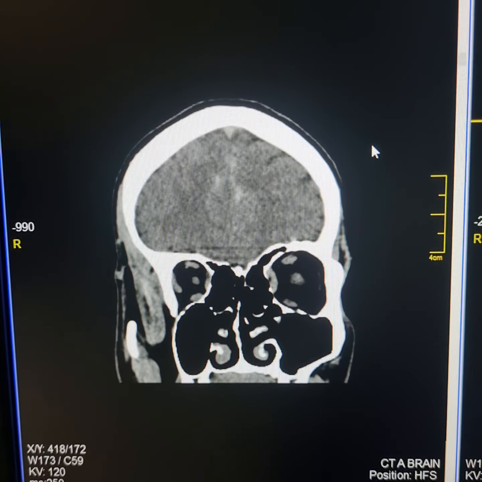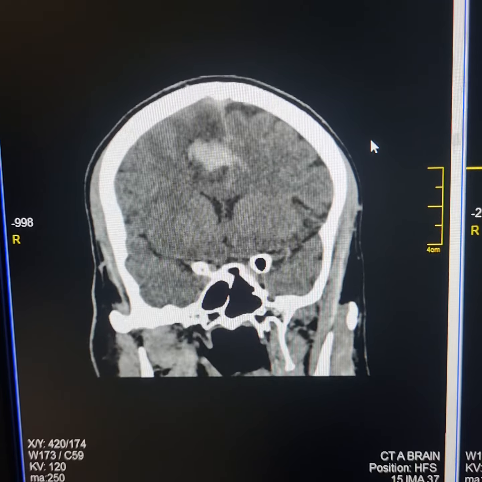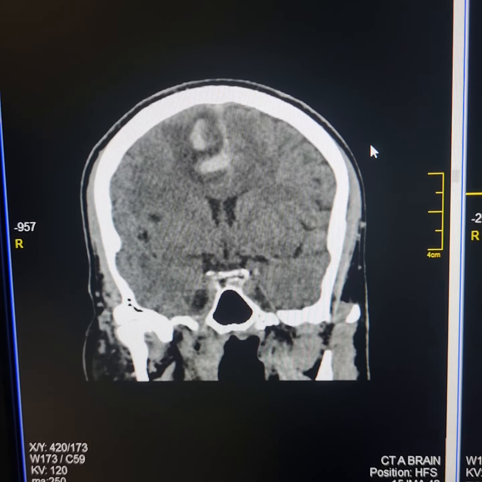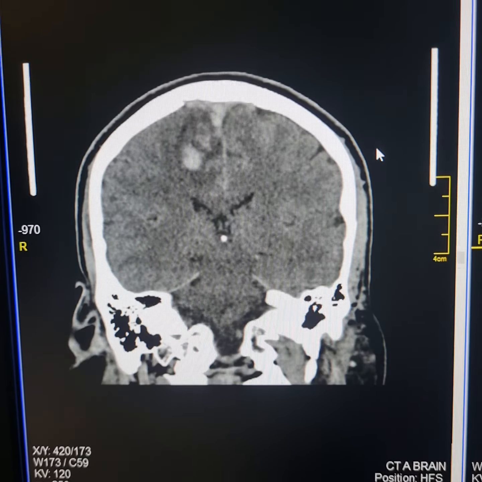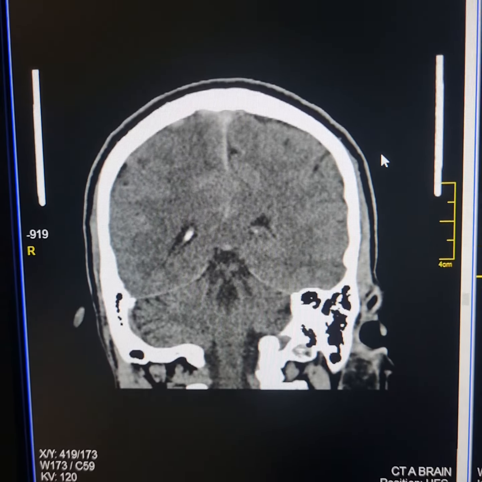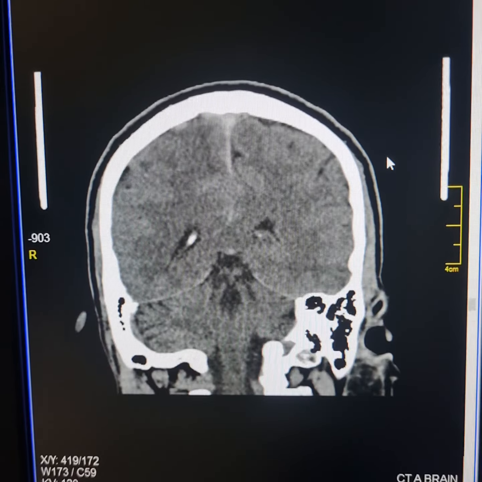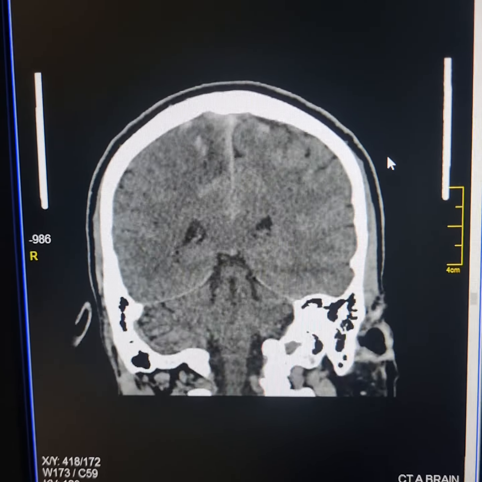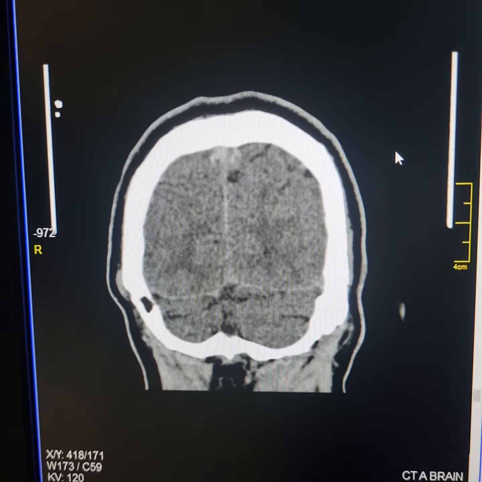This is the coronal scan. Please observe subarachnoid hemorrhages, venous infarct with intracerebral hemorrhages, hyperdense superficial cerebral veins along the upper parts of both parietal lobes, and hyperdense superior sagittal sinus suggestive of it being thrombosed.